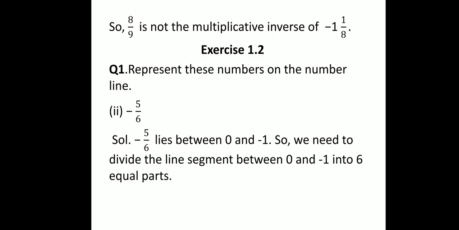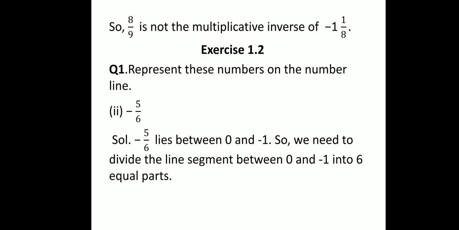Now next question from exercise 1.2, question number 1. Represent these numbers on the number line. This also we have discussed in the previous lecture. So let us have a look at this question now. Minus 5 over 6 lies between 0 and minus 1.